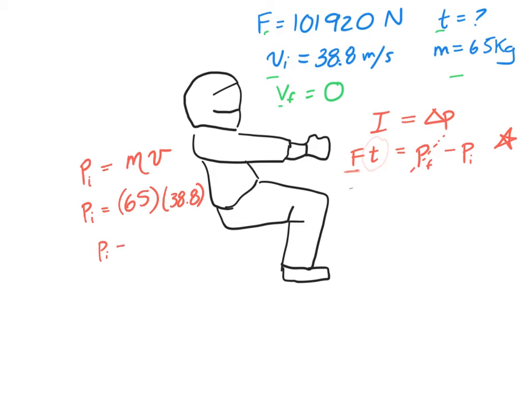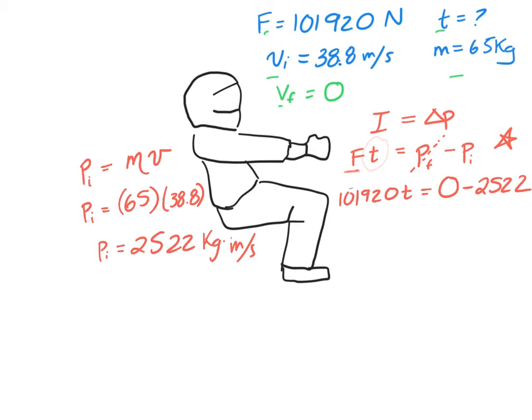When we put that together, we get 2522 kilograms times meters per second. Okay, so now we know the initial momentum. We could put everything in. So force was 101,920 times time is equal to our final momentum, which is 0, minus 2522. So we have 101,920 times time is equal to negative 2522.